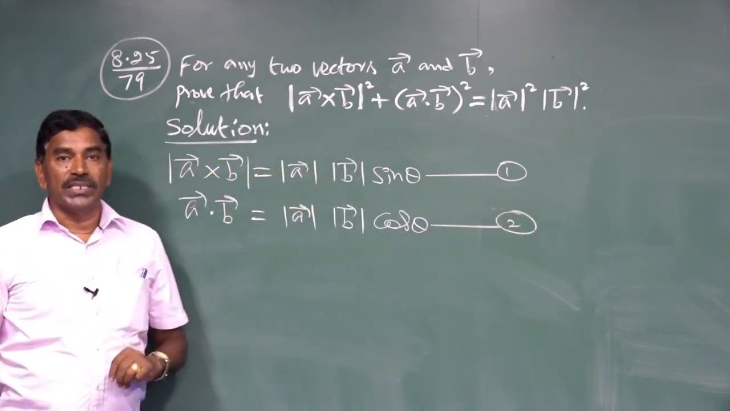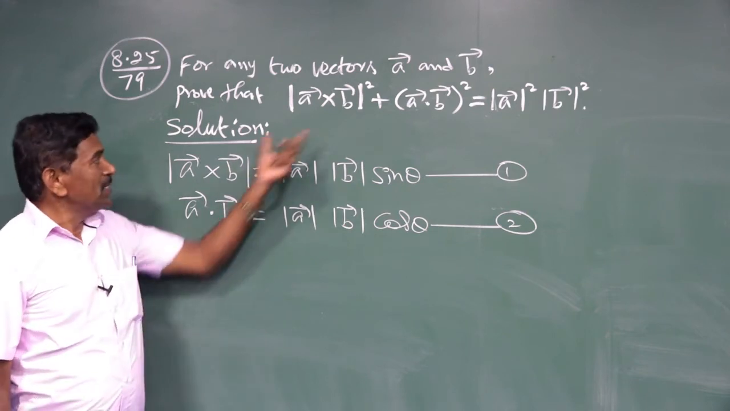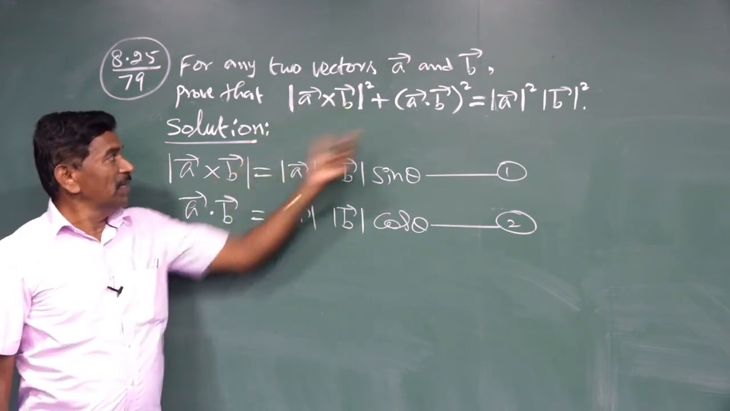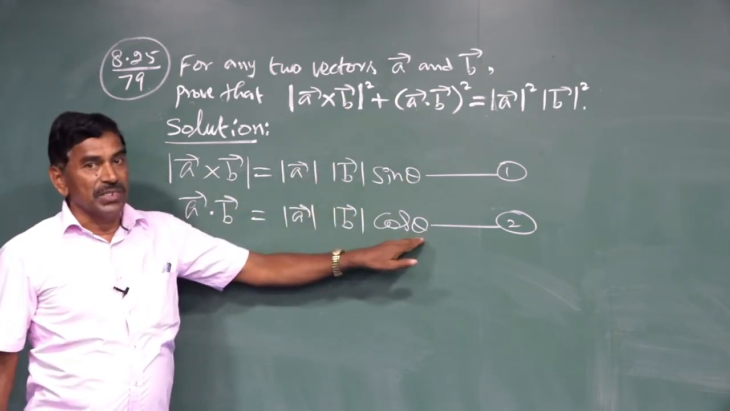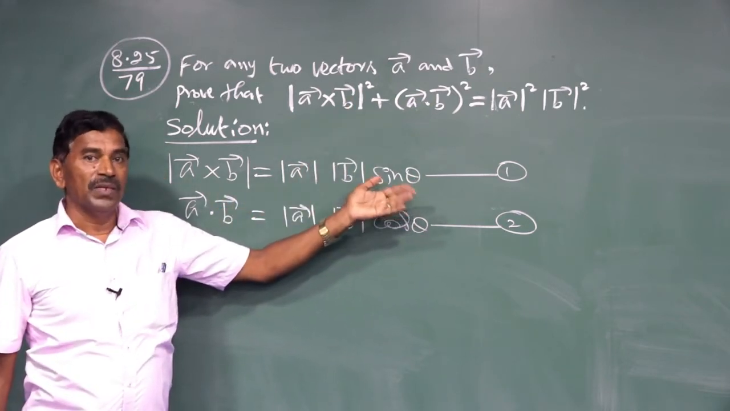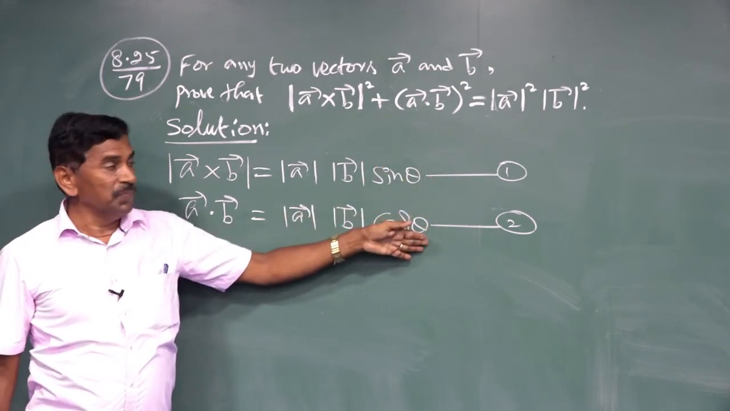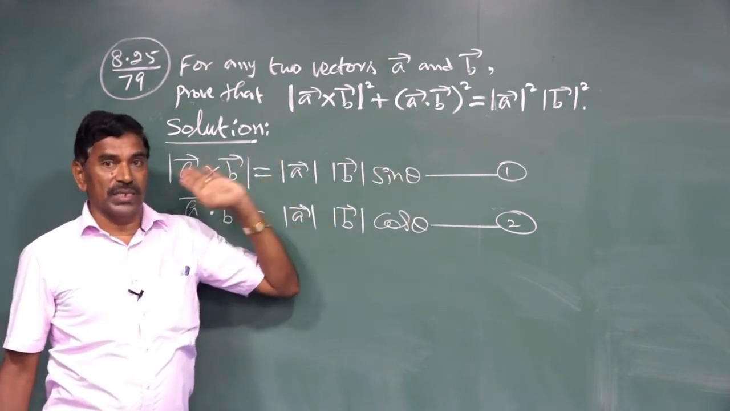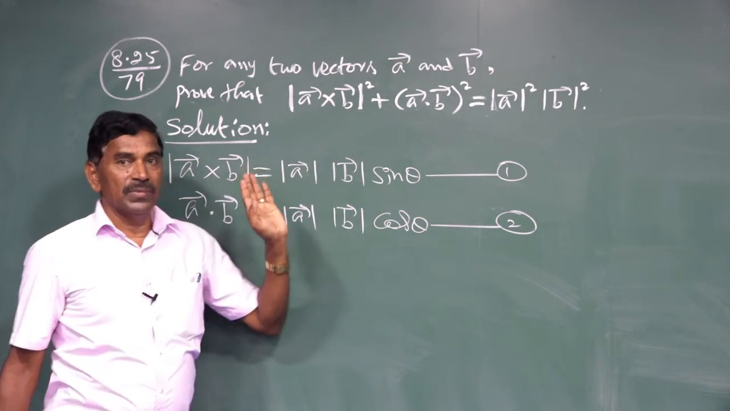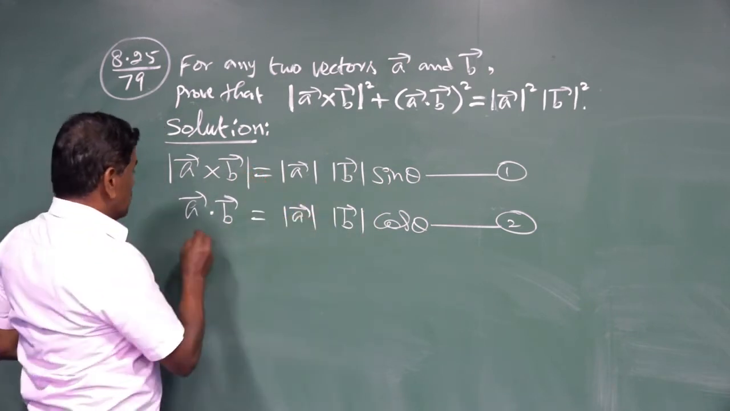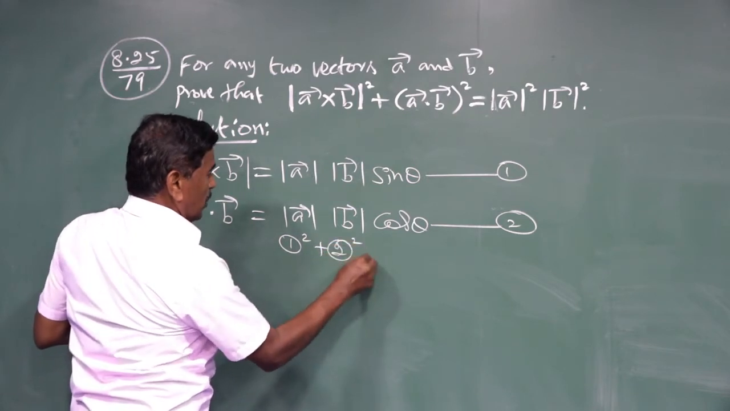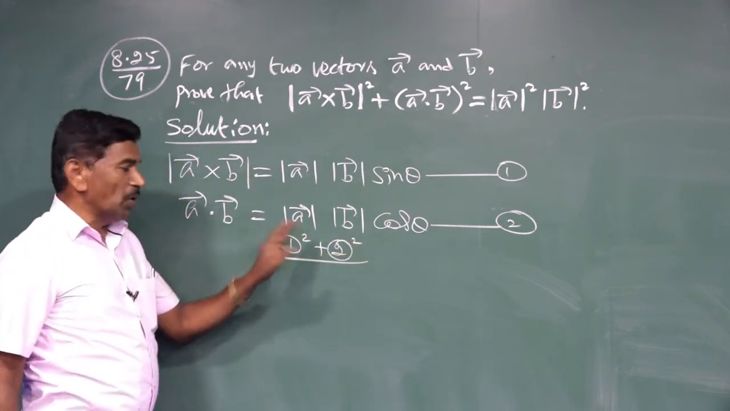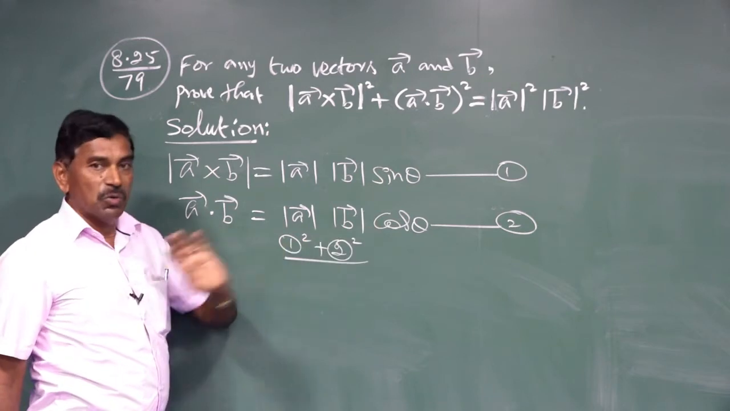Now, what is the working rule? See, this modulus completed and the bracket answer is completed. Now, first equation, second equation. What is the next working rule? Squaring and adding. That is 1 square plus 2 square. Which means, first equation the whole square plus second equation the whole square.